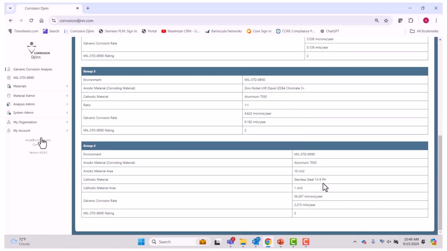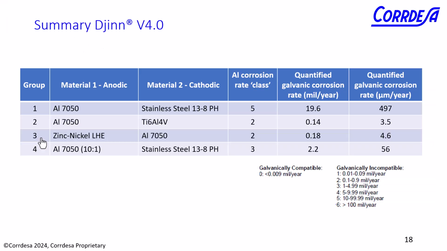Okay, so what did we do there? We just very quickly did some trade studies. We had 4 material couples. We coupled aluminum with a stainless steel, aluminum with a Ti-6-4, then we considered a coating, and then we looked at the difference of what would occur if we had an anode-cathode ratio that was non-unity, and we have the summary here.